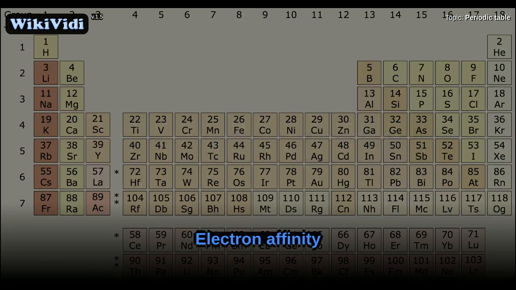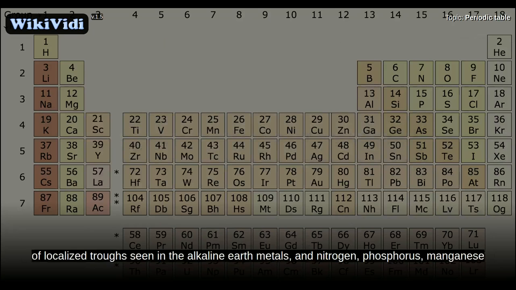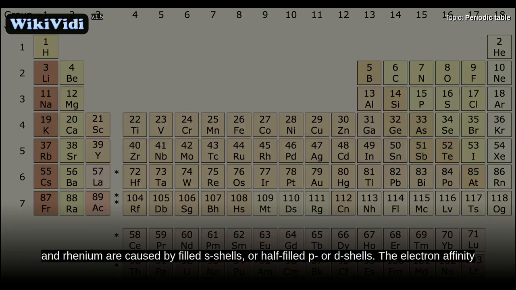Electron affinity. Troughs are caused by a tendency to complete the S-shell. Examples of localized troughs seen in the alkaline earth metals, and nitrogen, phosphorus, manganese, and rhenium are caused by filled S-shells, or half-filled P or D shells.